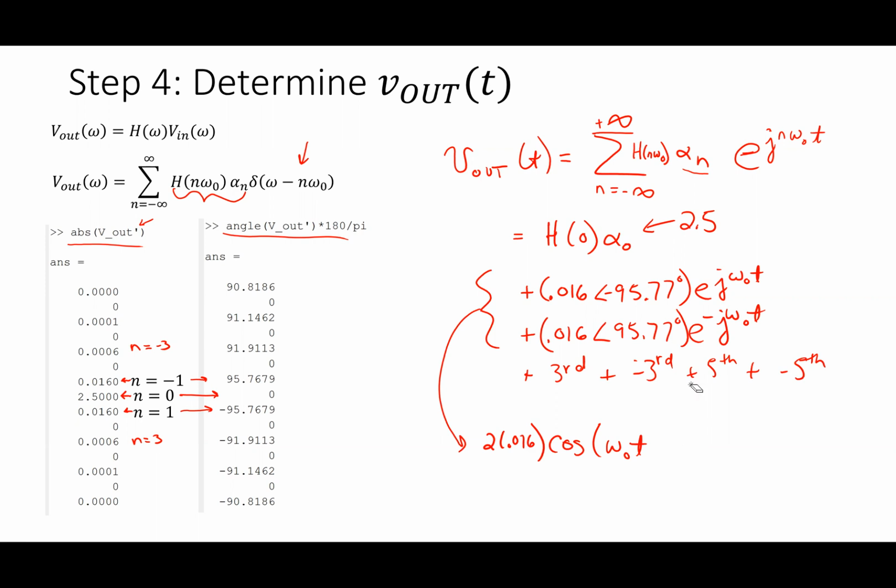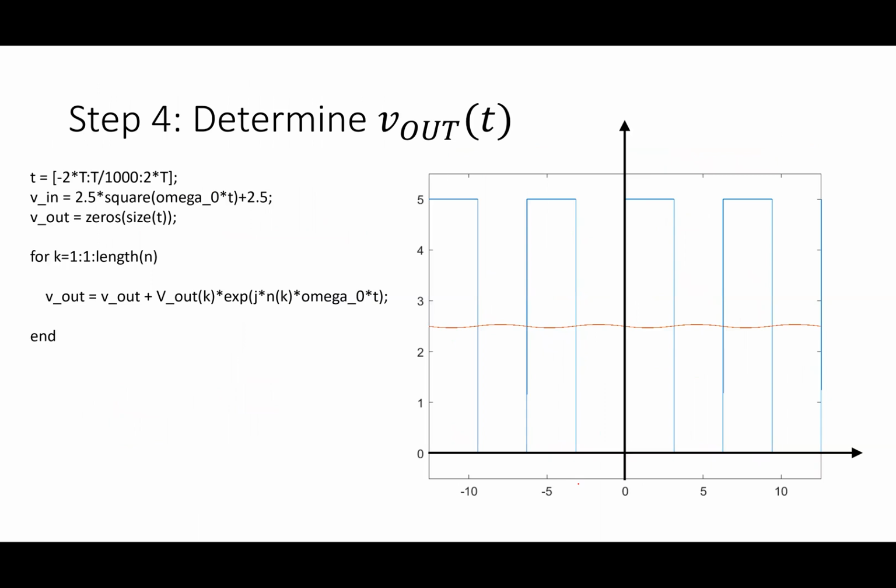negative 95.77 degrees. So 2 times 0.016 works out to be, I don't know, about 0.032, right? So here's what I did: I went ahead and created that Fourier transform, and this is the way I did it.